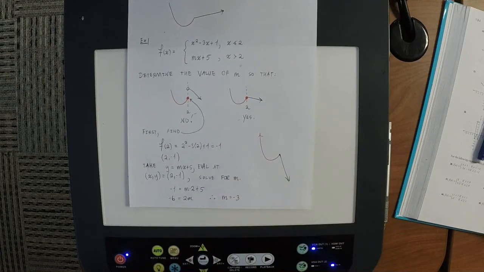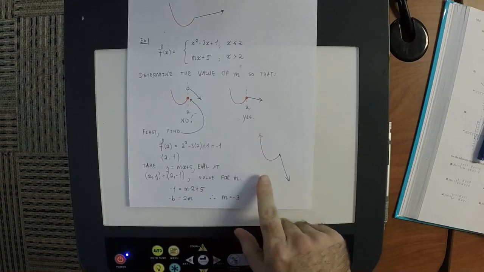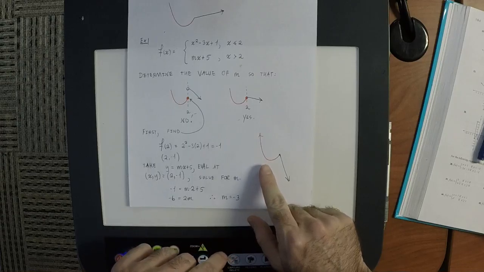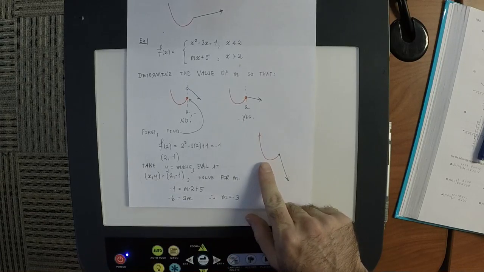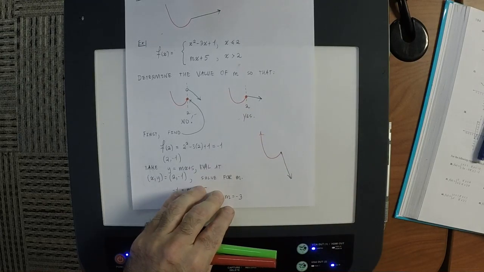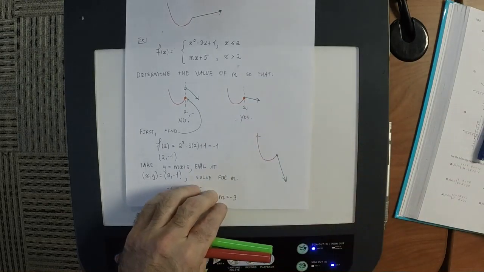What's the range of this? All reals, right? Because if you wanted to get really large positive outputs, you could follow the parabola. And if you wanted to get really negative outputs, you could follow the line.